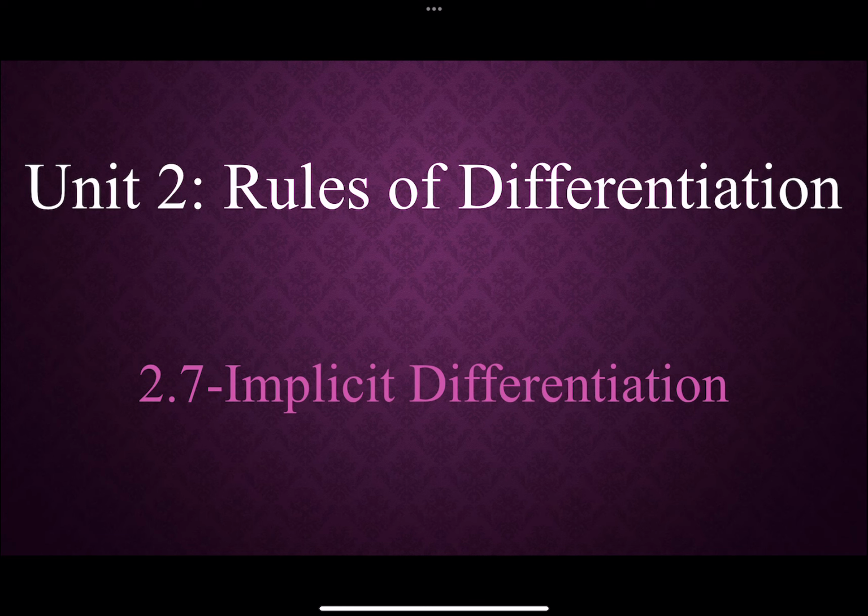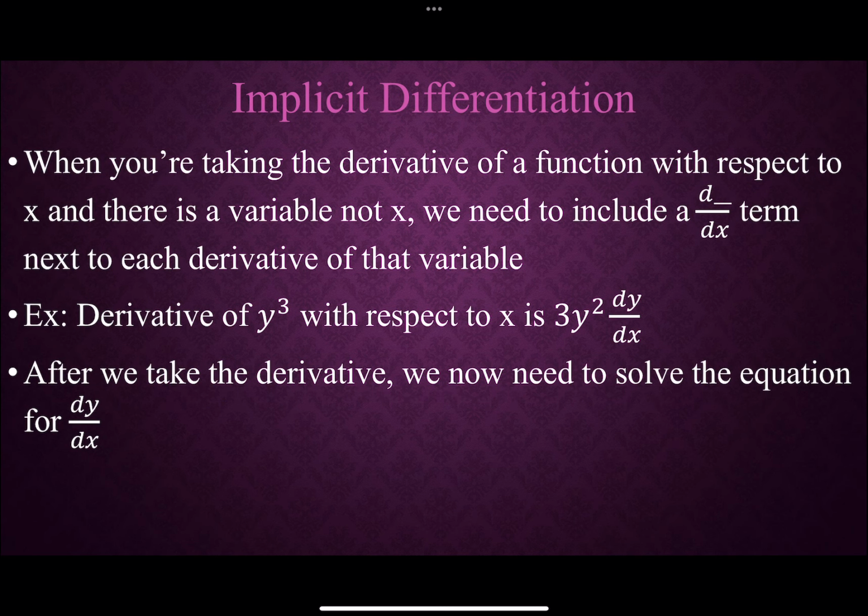Welcome back. So this is 2.7 implicit differentiation. This is going to tell us how we can take derivatives of equations that are not in function format and what we do with these right here. So the idea is you're taking the derivative of a function with respect to x. That's typically what most of our derivatives are going to be based on.